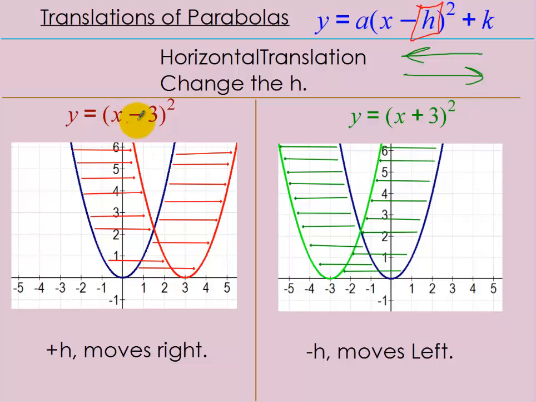So if you have an equation x minus 3 squared, that means my h value is positive, and our graph moves to the right 3. So it's going right 3. And if we have the graph of y equals x plus 3 squared, we're actually going to move to the left 3. So x plus a number moves it to the left. X minus a number moves it to the right. It's kind of a little bit backwards there, but it just needs a little practice, and I think you'll get it.